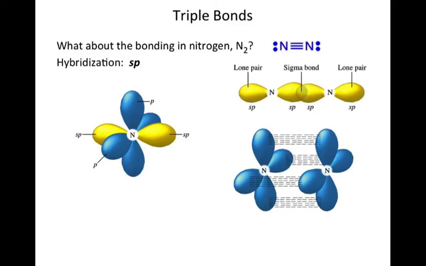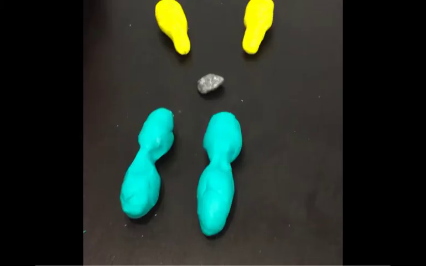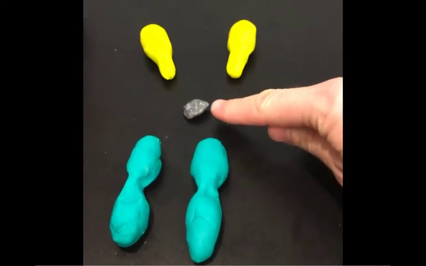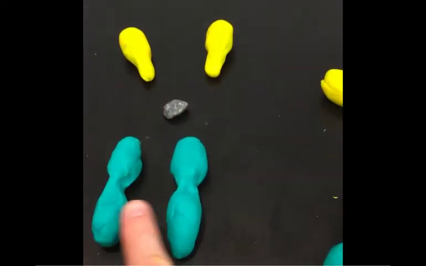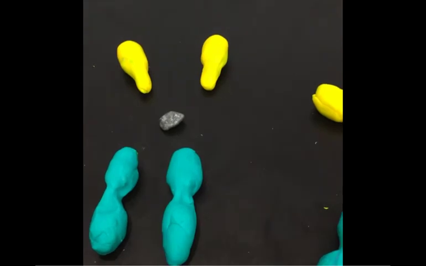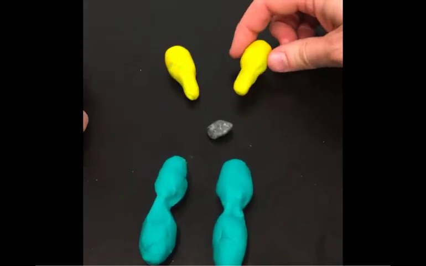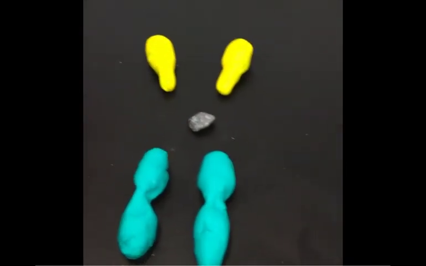Let's do the Play-Doh. That's just going to be better. Okay, so let's put together the nitrogen atom. So we have our nucleus represented by the rock. We have 2 unhybridized p orbitals, and then we have the hybrid sp. Here's one of them, here's the other one.